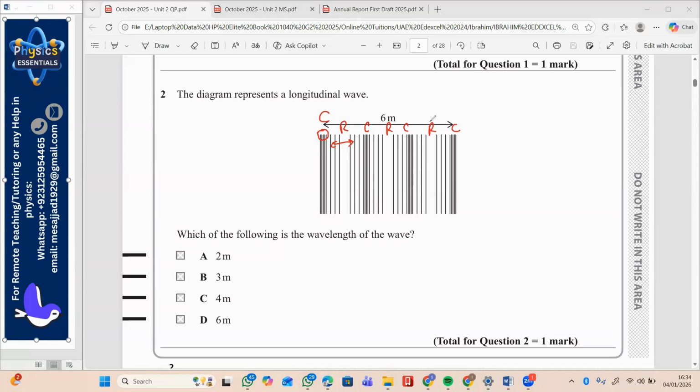So for longitudinal wave, one complete cycle comprises compression and rarefaction. So from here, another wave is starting. So this is the one complete wave for the longitudinal wave, okay? Because it only has one compression and one rarefaction. So if you are having another compression here, it means another wave is starting. So if this is 2, so it means we have 3 waves here. So each wave will have a wavelength of 2. Therefore, the answer is A.